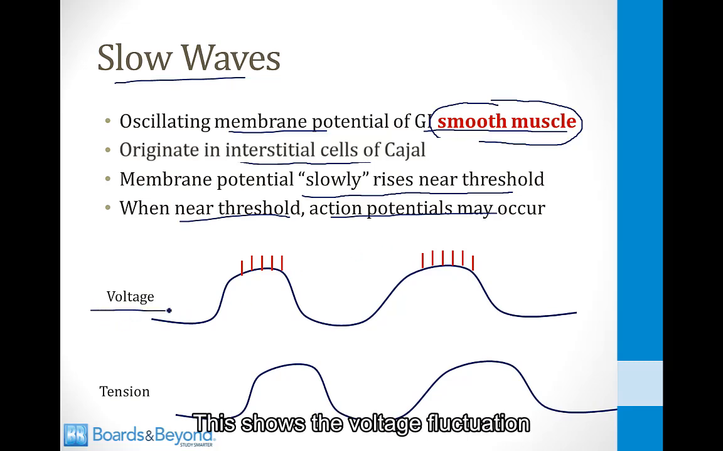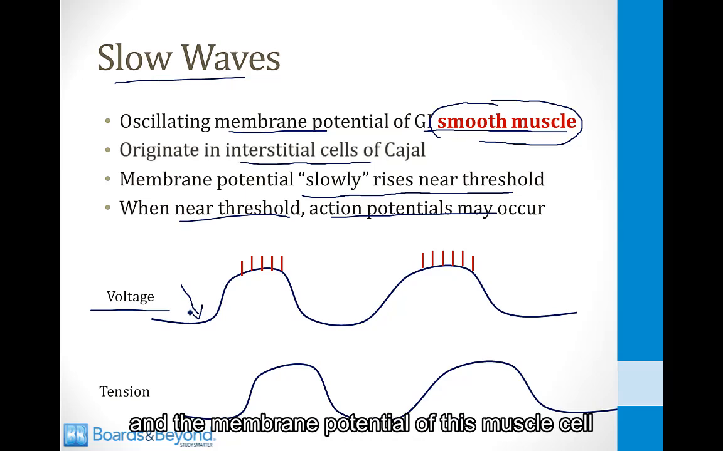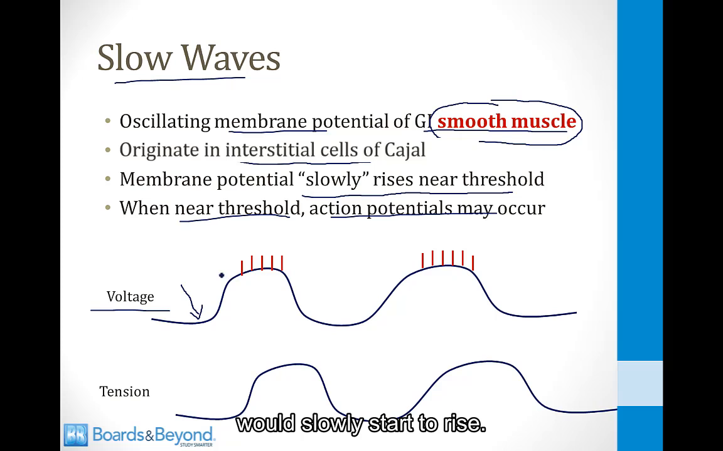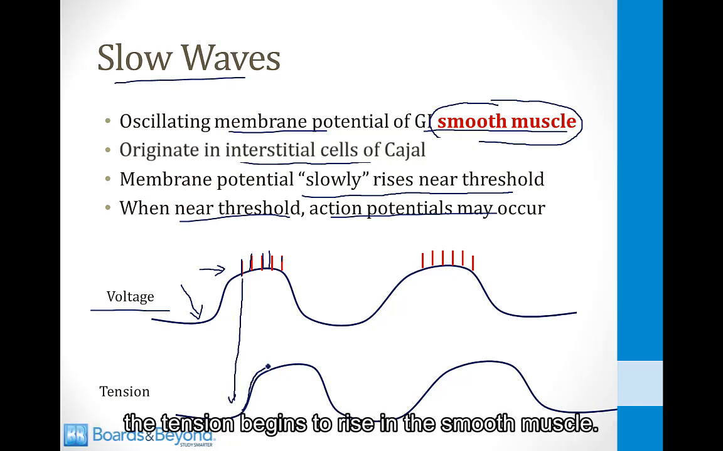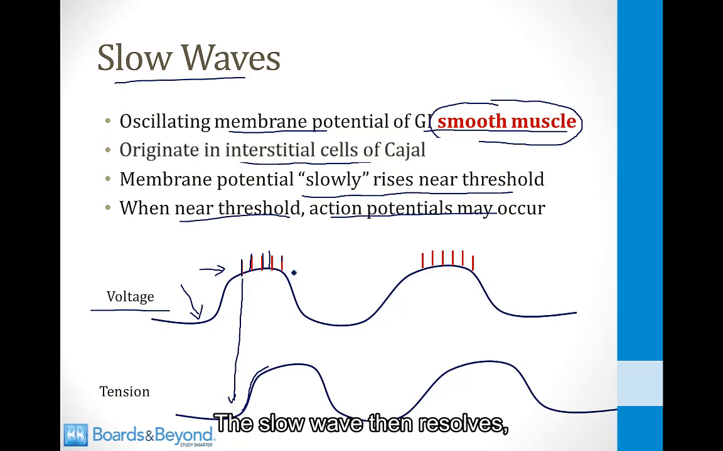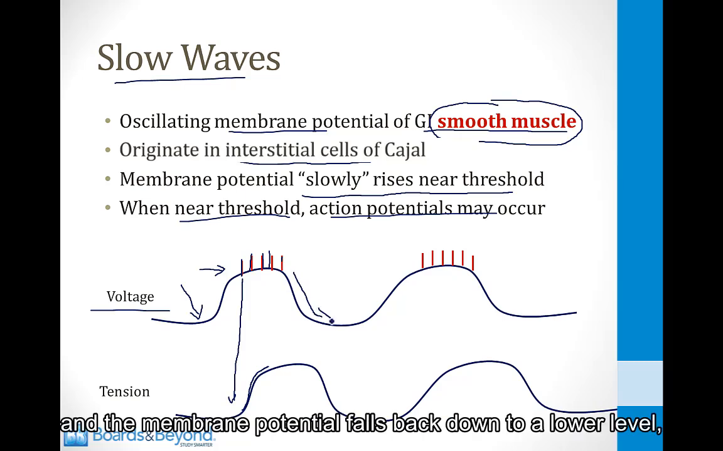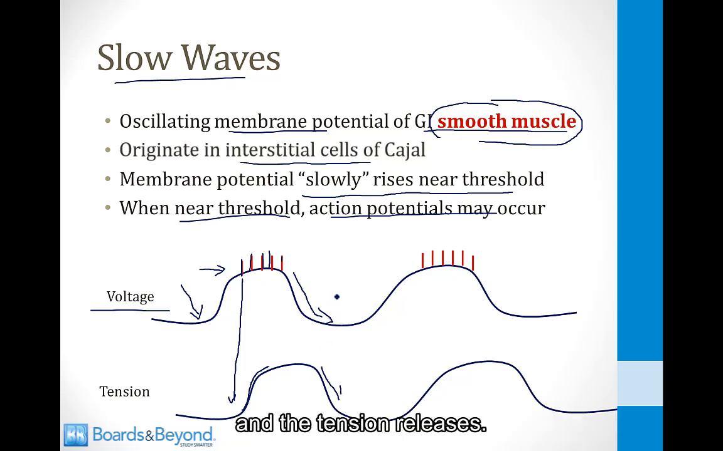This shows the voltage fluctuation that results from slow waves. So the interstitial cells of Cajal would initiate a slow wave and the membrane potential of the smooth muscle cell would slowly start to rise. When it gets up high, it's very close to threshold and action potentials can occur to cause depolarization of muscle cells. When an action potential occurs, such as I've shown here, the tension begins to rise in the smooth muscle. The slow wave then resolves and the membrane potential falls back down to a lower level and the tension releases. Then the interstitial cell of Cajal will initiate another slow wave and the phenomenon will repeat itself.